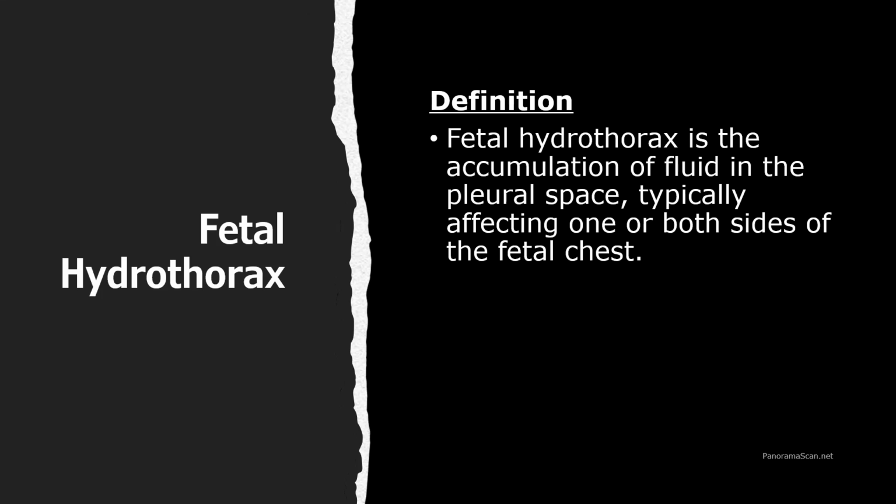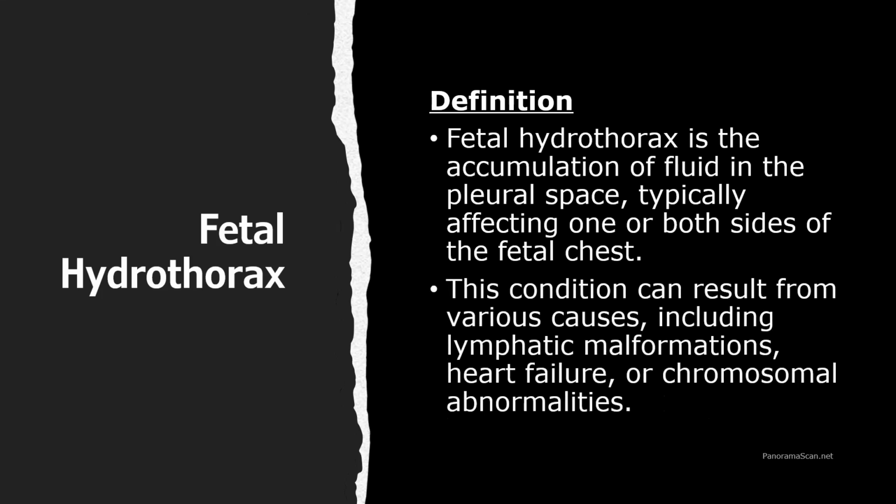It may result from a lymphatic malformation, where there is improper development of the lymphatic system, leading to fluid leakage. It can also occur due to heart failure, where the heart is unable to efficiently pump blood, causing fluid to accumulate in the lungs. Chromosomal abnormalities, such as Turner syndrome, are also commonly associated with hydrothorax. Understanding the underlying causes is essential for determining the appropriate management and assessing the prognosis.